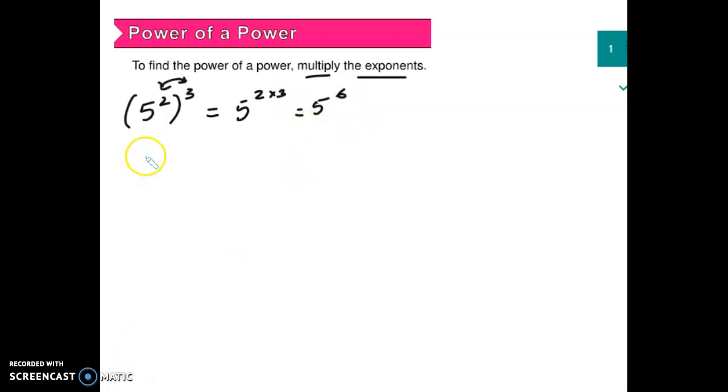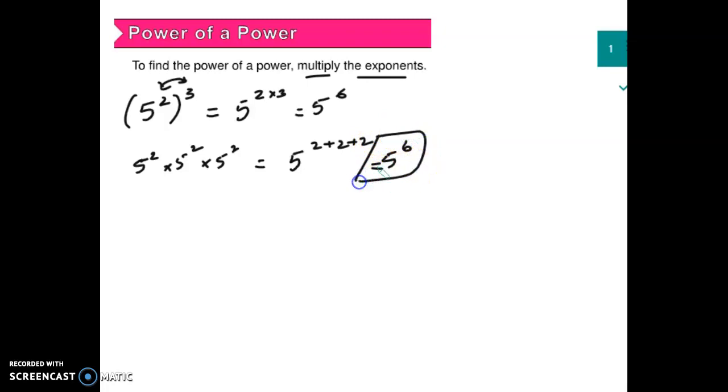Also, we can verify this this way. It's 5 to the second exponent times 5 to the second exponent times 5 to the second exponent. We know that's the same base. We keep the base, add the exponents, 2 plus 2 plus 2, which is the same as 5 to the sixth exponent. So we can verify in both directions.